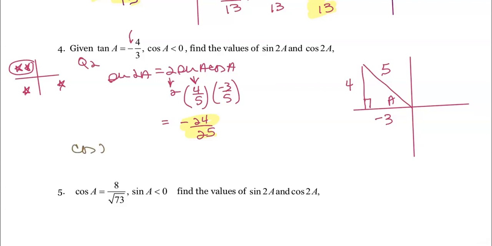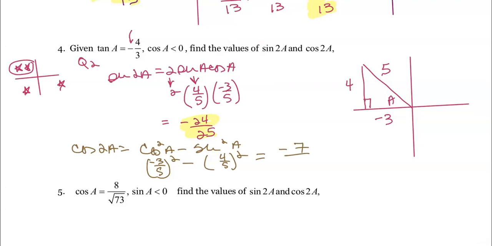Now move into finding what cosine 2a is. So cosine 2a equals cosine squared a minus sine squared a, and other formulas as well work. So I'm going to take my -3/5 and square it, and take my 4/5 and square it, and I end up getting, after I do all my subtractions, -7 over 25. Done.